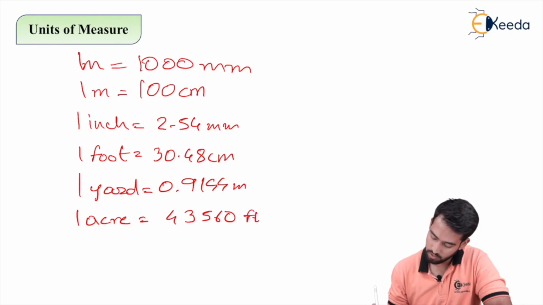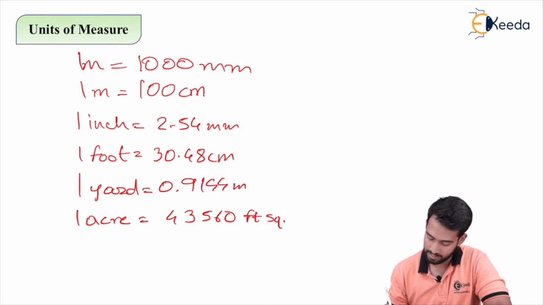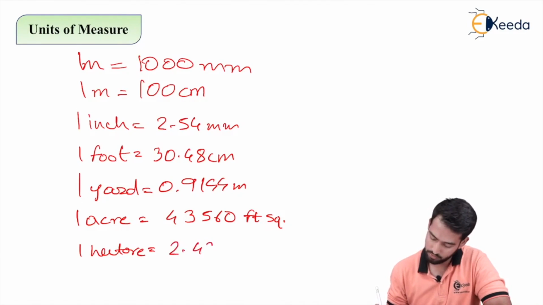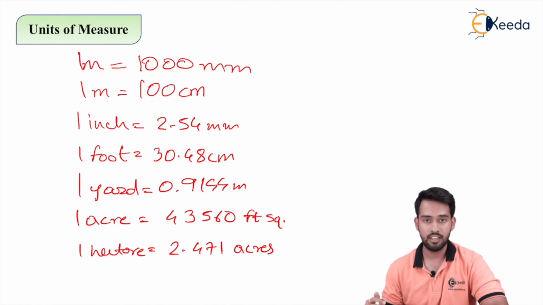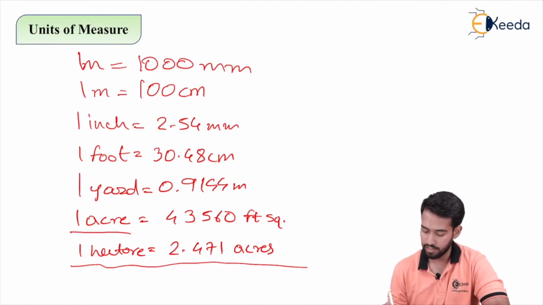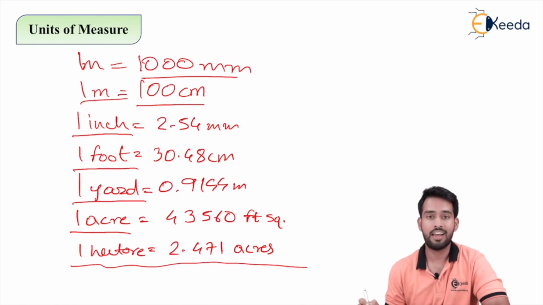Talking about the acre, which we generally use, the acre is 43560 square feet. And last is hectare, the bigger term. So 1 hectare is equal to 2.471 acres. So as we can see, the major unit is the hectare. Then comes acre. After that, yard, foot, inch, centimeter, meter, and mm.